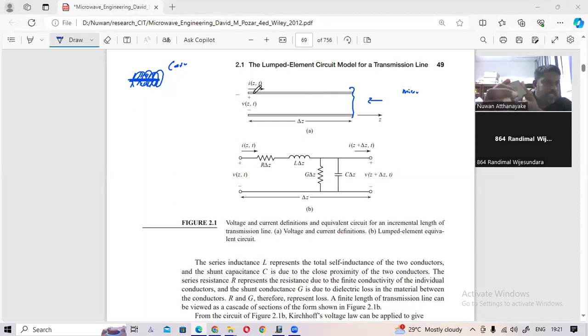The copper is here, and this has the same structure. We have a copper layer here. Then we have a substrate, a non-conducting material. Then again we have copper here. So these are called substrates. There are different substrates we use to construct a microstrip.